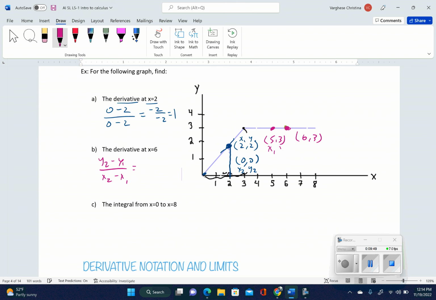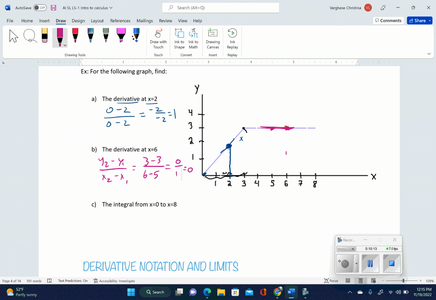So if I use my formula again, y2 minus y1 over x2 minus x1, to find my slope here, I have x1, y1, x2, let's say y2. So 3 minus 3 over 6 minus 5. 3 minus 3 is 0 over 1, which is equal to 0, right? Which makes sense because this is a line that is going flat, okay? So right now we've just found the derivative at those 2 points.